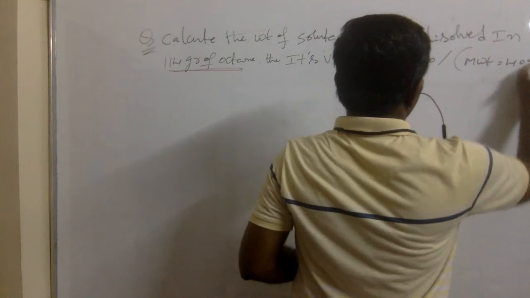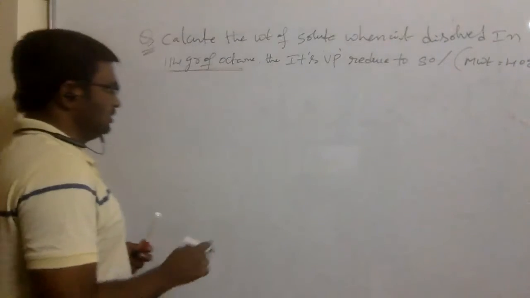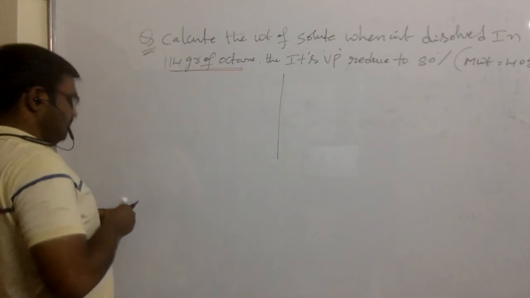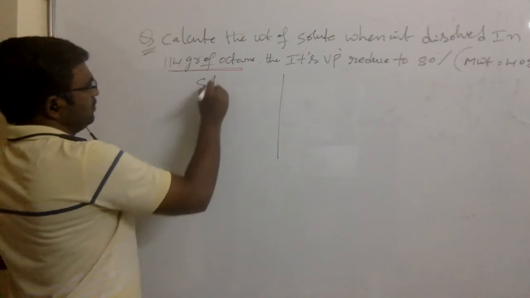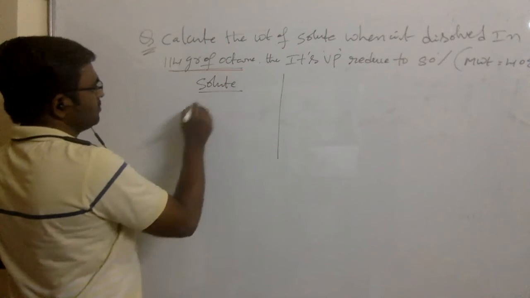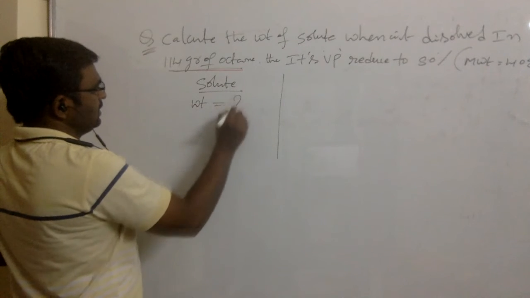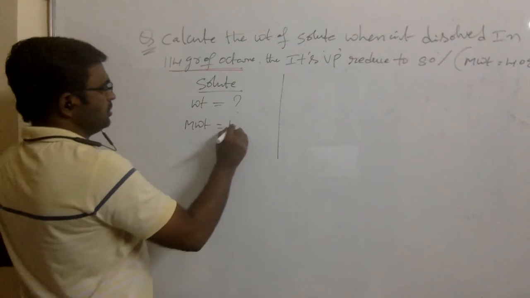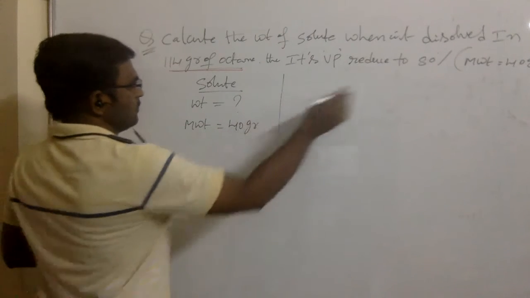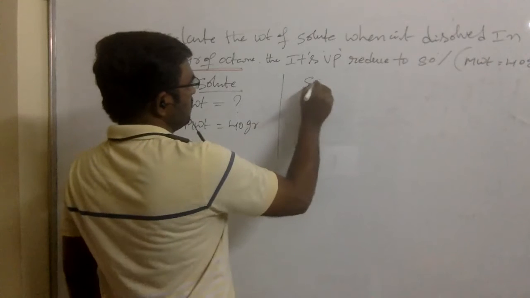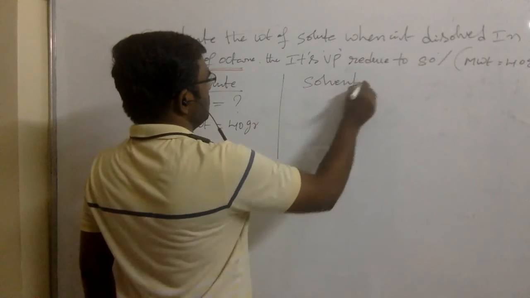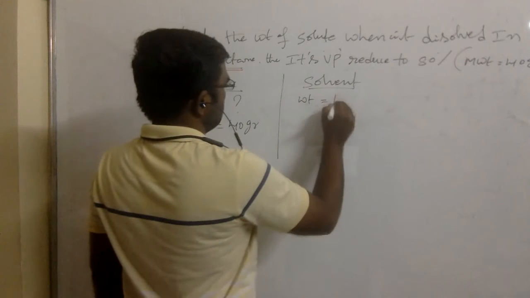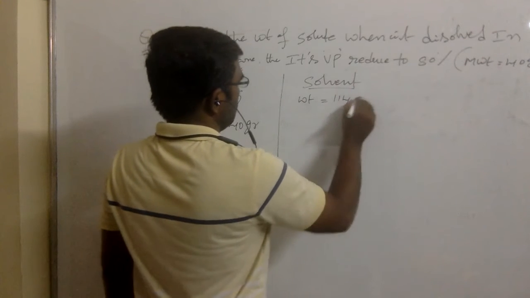Here the unknown compound has a molecular weight of solute equal to 40 grams. See students, there are two components. One is solute. Here the weight of solute we don't know, take a question mark. Next, the molecular weight of solute is equal to 40 from the given values. Next, the solvent is octane. The weight of solvent is equal to 114 grams.